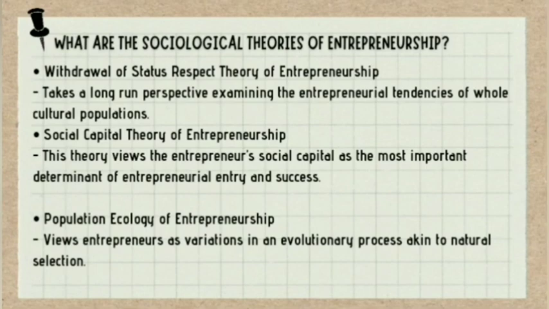Another part of sociological theory of entrepreneurship is the withdrawal of status respect theory of entrepreneurship. It takes a long-run perspective, examining the entrepreneurial tendencies of whole cultural populations. This theory of social change explains that when members of some social groups feel that their values and status are not respected by the society, they turn to innovation to get the respect of the society.